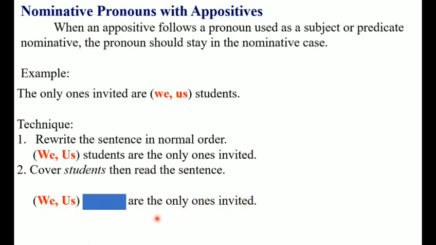Of course, if your answer is us, it does not sound correct because you cannot use us as subject in the sentence. We can use only we as a subject. So it should be we are the only ones invited. So here in the original sentence, the correct answer is we. Alright, remember now the techniques.